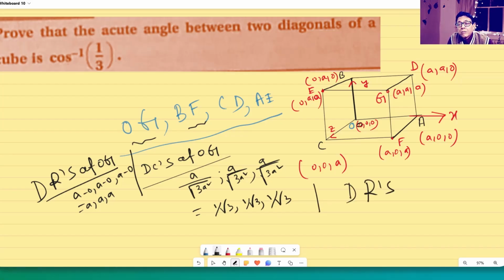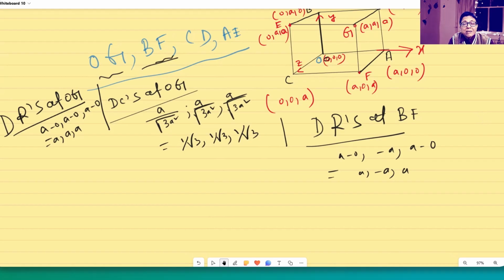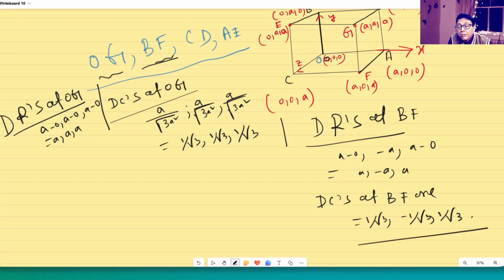Now find DRs of what? We are going to take BF. DRs of BF. B to F. So this is going to be A minus 0, 0 minus A, A minus 0. Because for y I have taken 0 minus A, then Z2 minus Z1. So A, minus A, A. And then what are the direction cosines over there? This is your BF, 1 by root 3, minus 1 by root 3, 1 by root 3. Done? Hope you have understood.